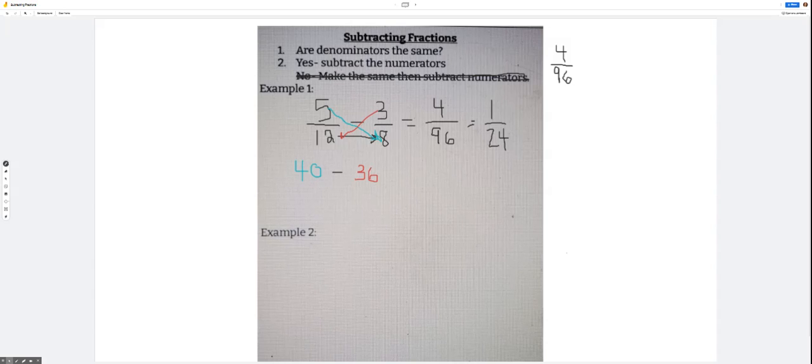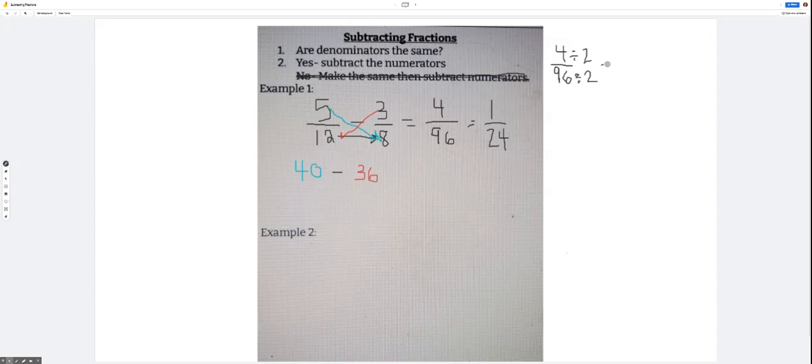So let's say that I don't know the greatest common factor. I don't want to sit down and make T-charts, but I know that 4 and 96 are both even. So what I'm going to do is I'm going to divide them both by 2. Because if a number is even, it is divisible by 2.